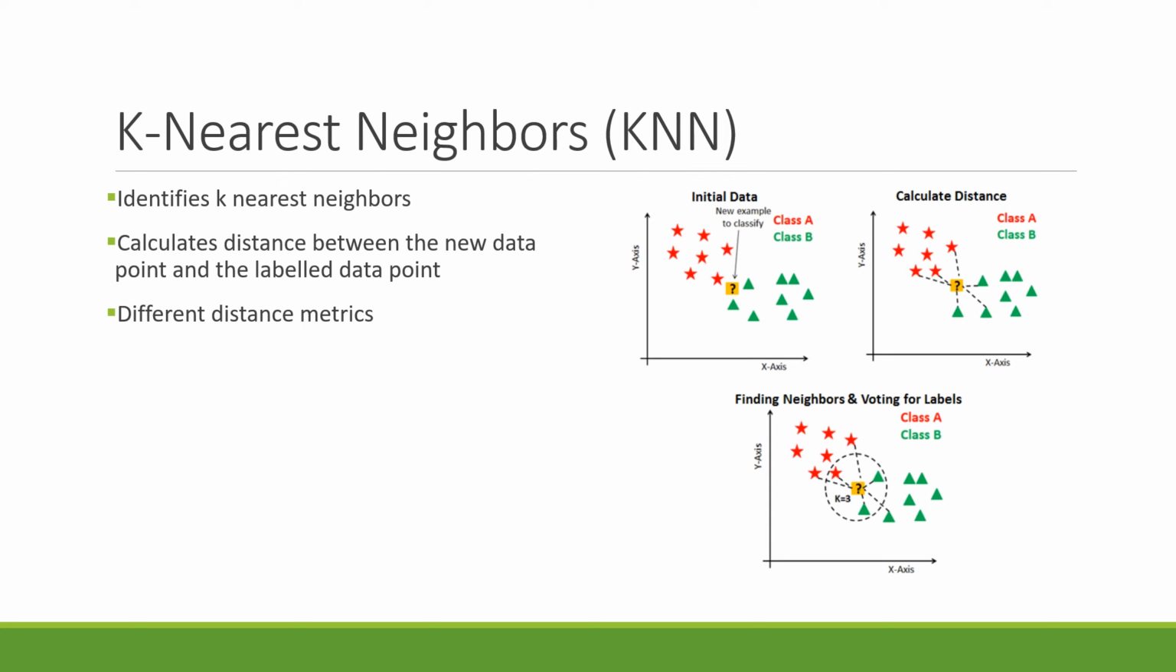Let's first see the k nearest neighbors approach. KNN is one of the simplest machine learning algorithms. Given n training vectors, KNN identifies the k nearest neighbors of C regardless of the labels. This algorithm classifies the data by calculating the distance between the labeled data point and the new data point. This distance can be Euclidean or Hamming distance.